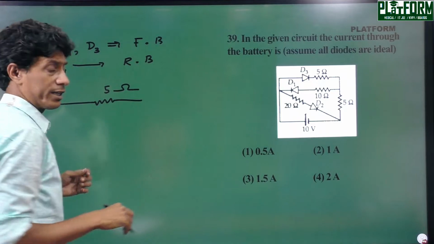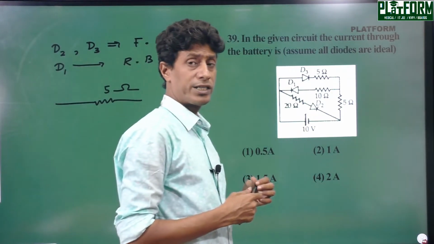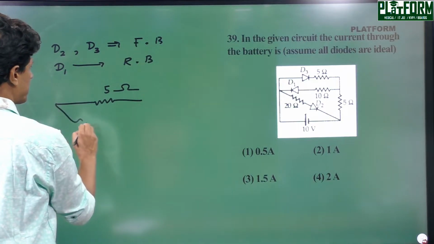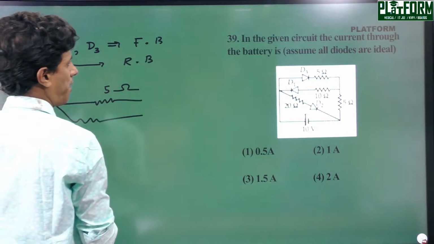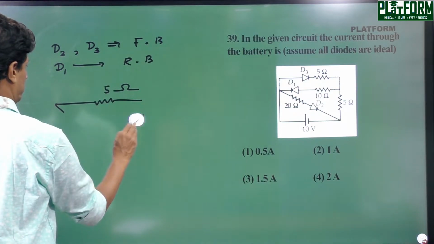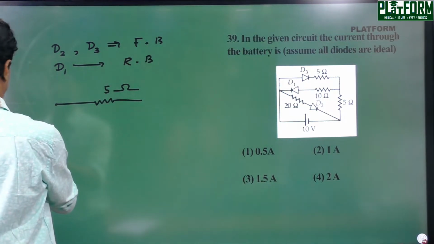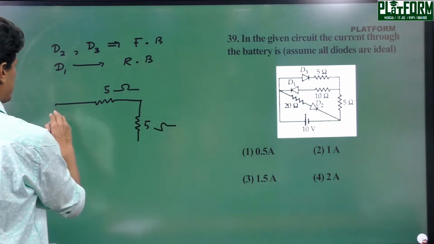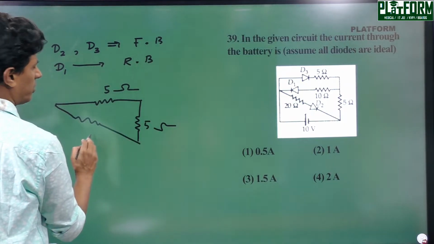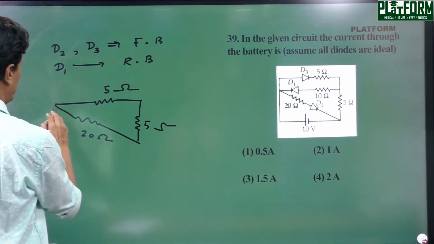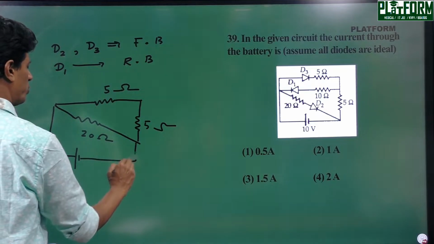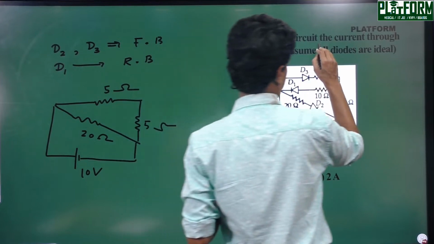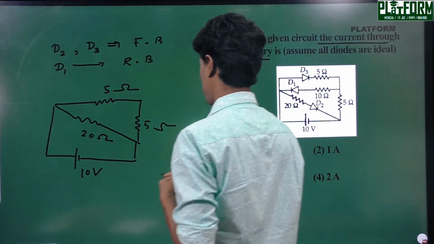The resistance of an ideal diode in forward condition is 0. So the resistance in this part is 5 ohm, and the resistance in the other part is 20 ohm, and the cell is 10 volt. A simple question: you have to just find the current through the battery, that is the circuit current.